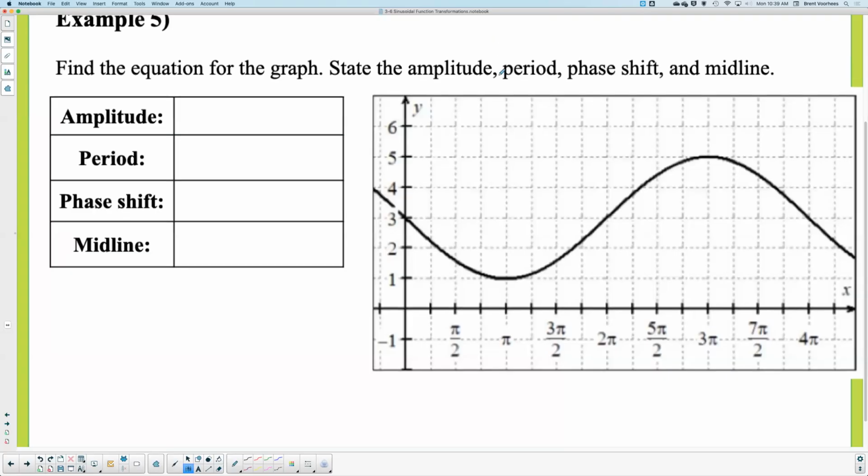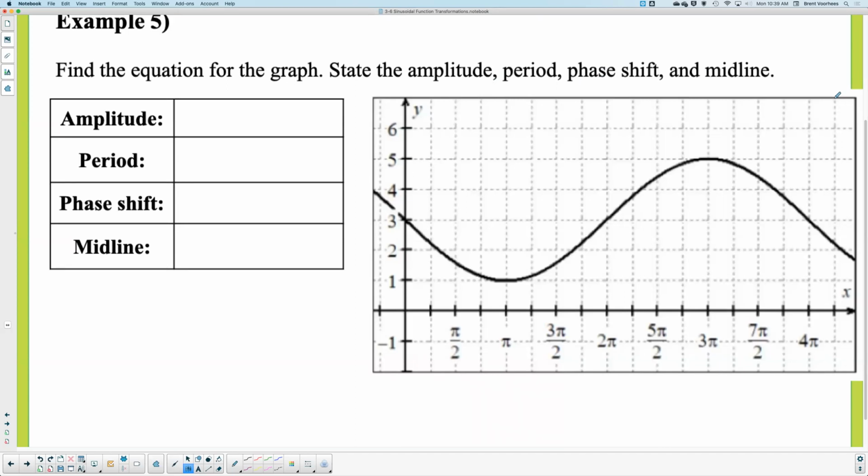All right, finally, example 5. It says find the equation of the graph, state the amplitude, period, phase shift, and midline. I'm going to go in a different order, first starting with midline. Midline is the maximum plus the minimum divided by 2. So 5 plus 1 is 6, divided by 2 is 3. I should have a midline at y equals 3 here, which it looks like I do. So the midline is y equals 3. That means my D is going to be 3.